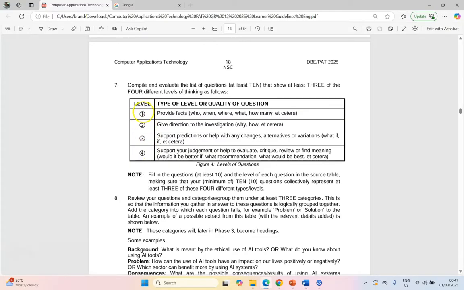A nice breakup would be like 3 there, 3 there, 3 there, 1 there. That's a nice distribution of numbers. It doesn't have to be exactly that. You could have 3 level 1s, you could have 5 level 2s, and then 2 each of these. That would also work, but make sure you've got a variety of those questions.